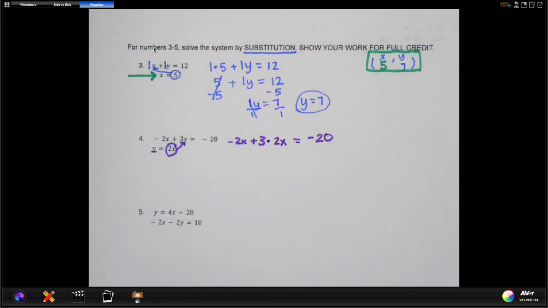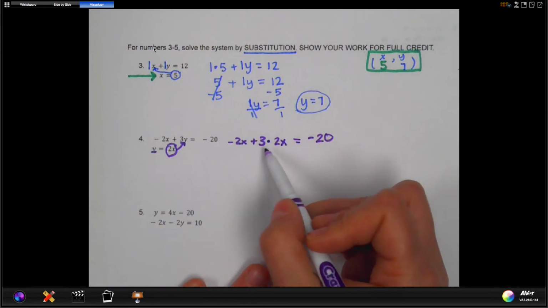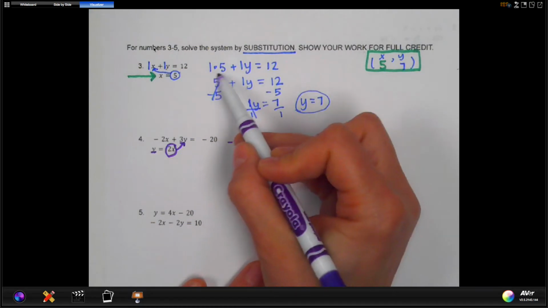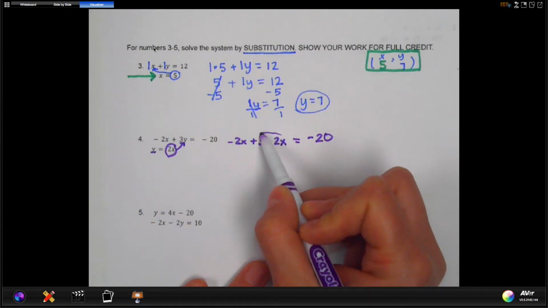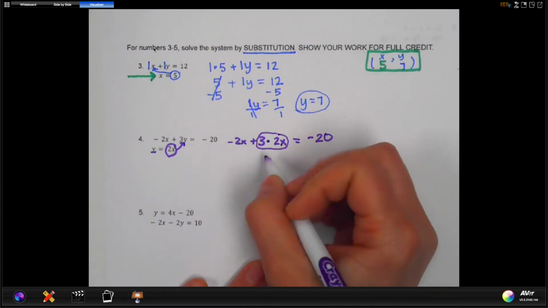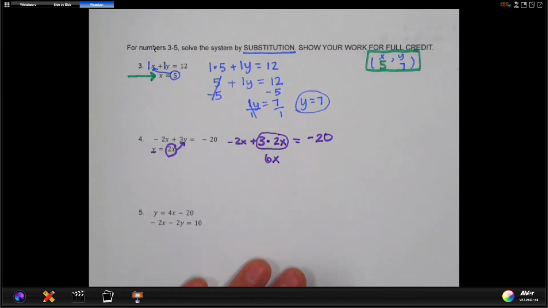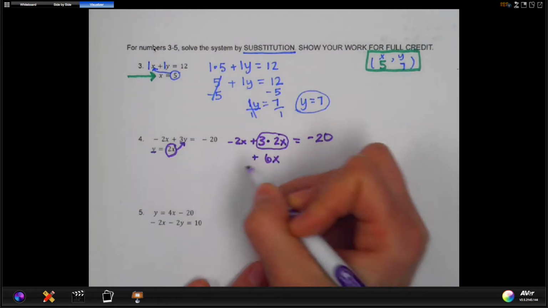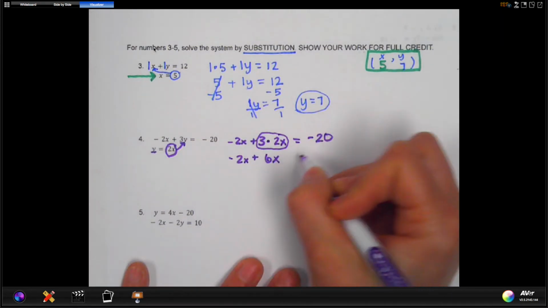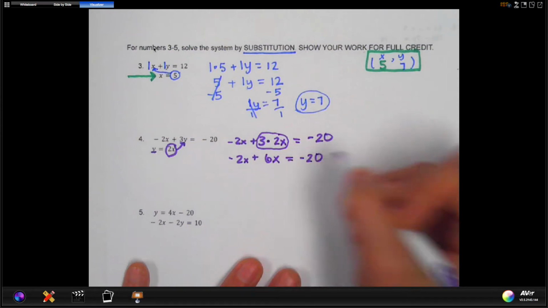Okay, so in this case, we are still going to do our multiplication first, just like we did up here, only we've got to multiply 3 by 2x. So that's going to give me 6x. You have to remember to put that x on there. Bring down the plus sign, the negative 2x, the equals, and the negative 20.